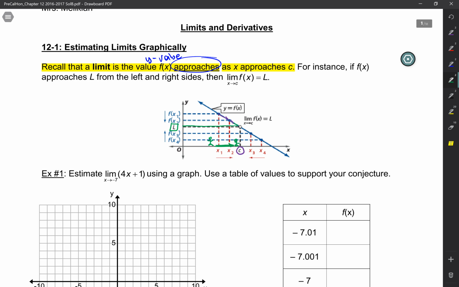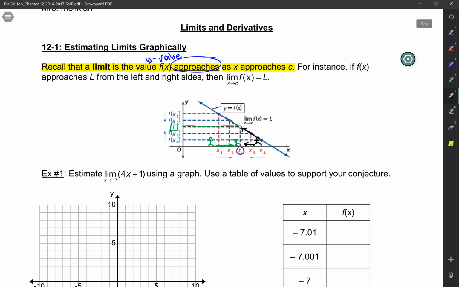Okay? Now, a friend of yours is here, approaching that same y value. Where is the graph in relation to your friend? Is it above or below? Above. Now, as your friend is approaching C, is the y value going up or going down? Up, up, up. And when he gets really, really close to C, what value does it look like the graph is approaching? L.